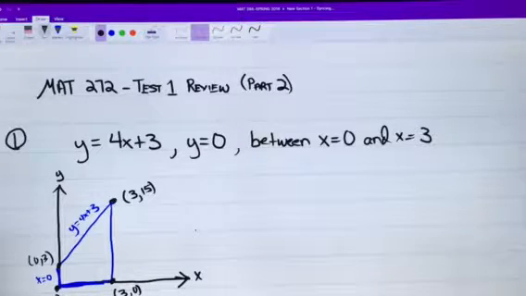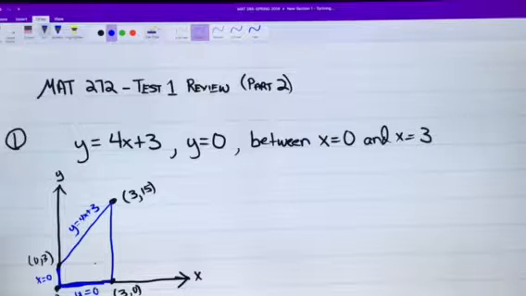Okay, so for number 1 in the second part of the test 1 review, we have the linear functions y is equal to 4x plus 3 and y is equal to 0, and we have the activity to occur between x is equal to 0 and x is equal to 3. Now, if we're looking for the area, between x equals 0 and x equals 3, y equals 4x plus 3 is going to be continuously above the x-axis, y is equal to 0.